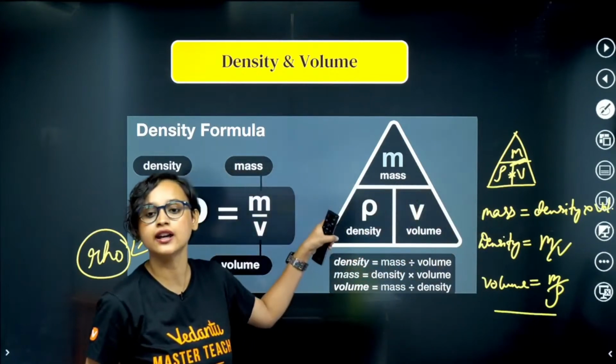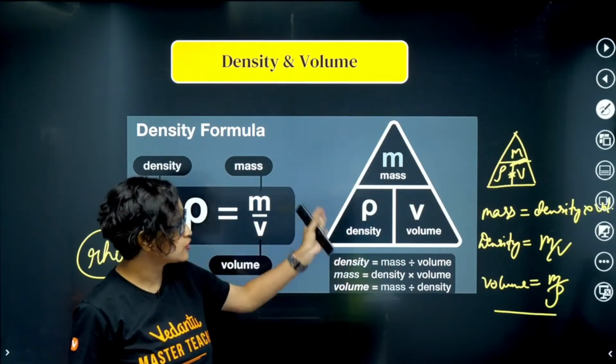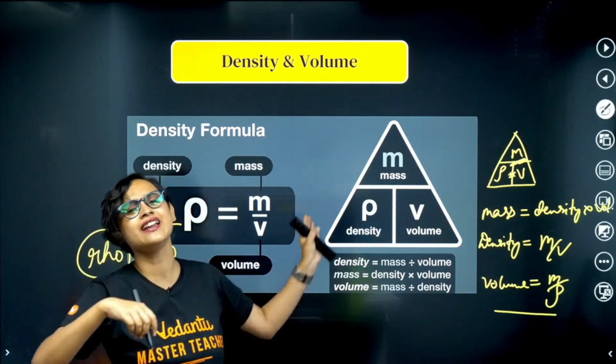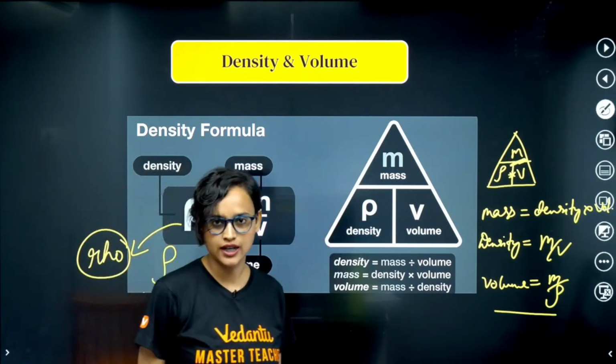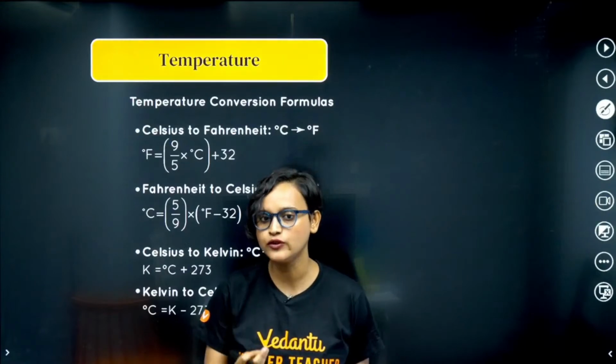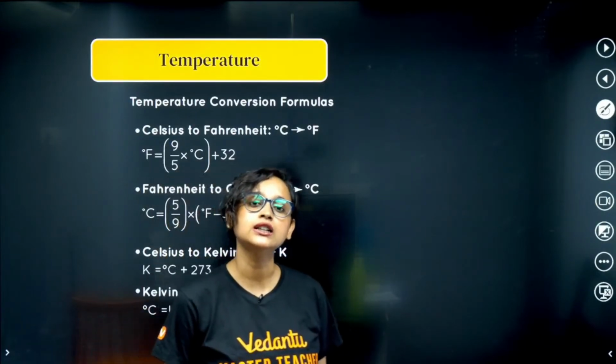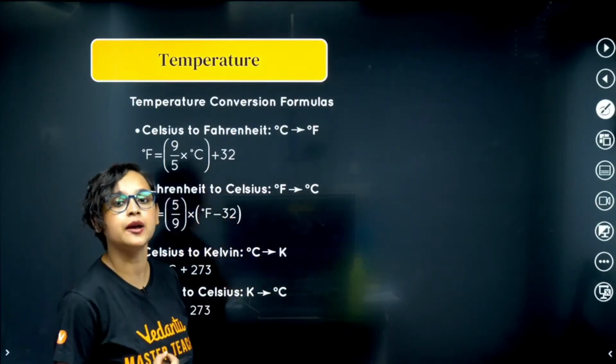This is what this triangle formula means. Once you draw the triangle in your rough work, very easily you can derive all the formulas. Very simple, very basic. Moving on from here, now we come to another fundamental unit, that is temperature.